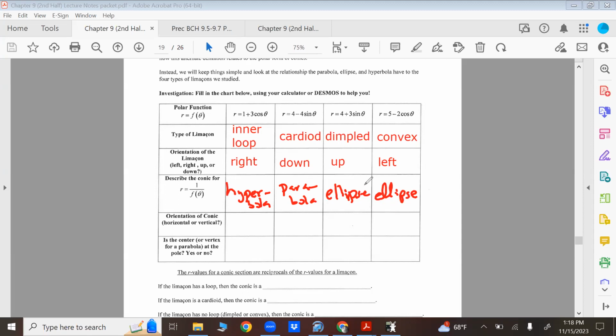Parabola. Oh, you. Where's the X? You. Okay.